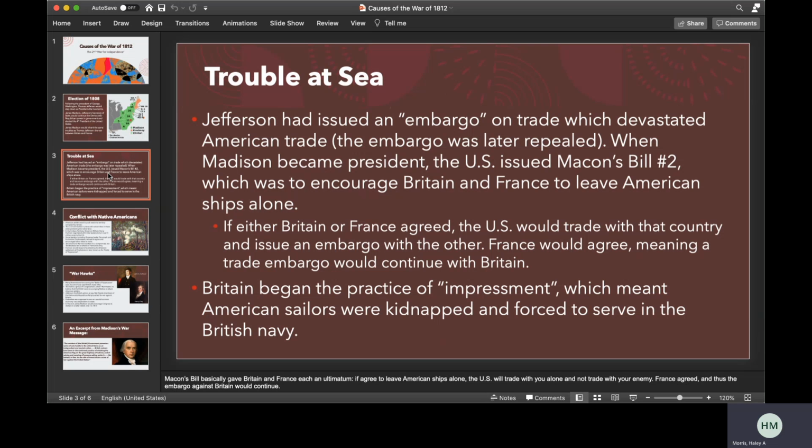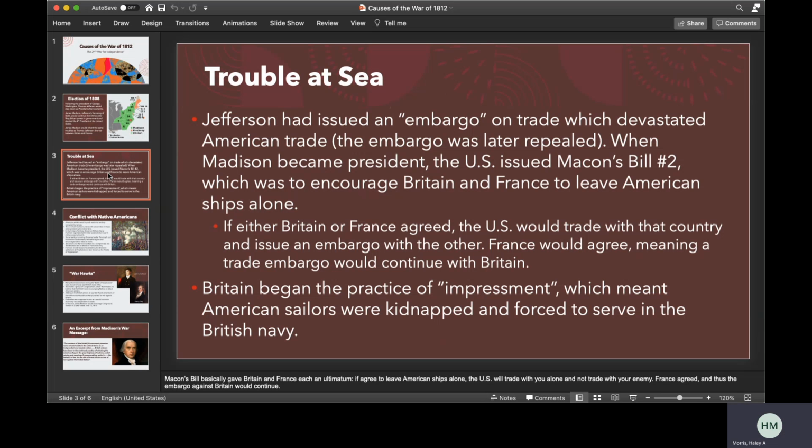When Madison became president, the U.S. issued Macon's Bill No. 2, which would encourage Britain and France to leave American ships alone. The thing was, if either Britain or France agreed, the U.S. would trade with that country and issue an embargo with the other. So if one of them agreed, then the other was going to be left out in terms of trading. France agrees, which means that the trade embargo would continue with Britain. They're going to start trading with France again, but not Britain.